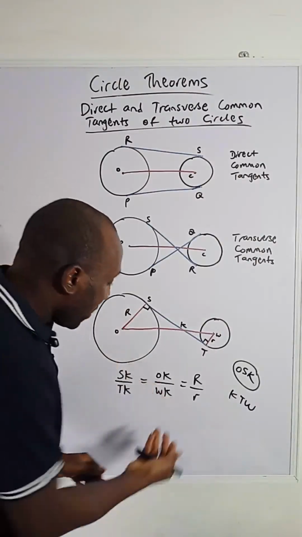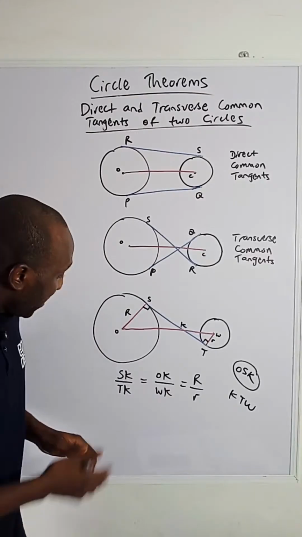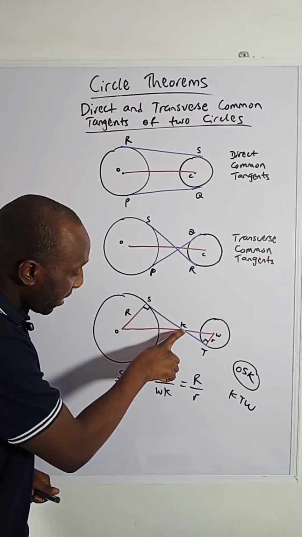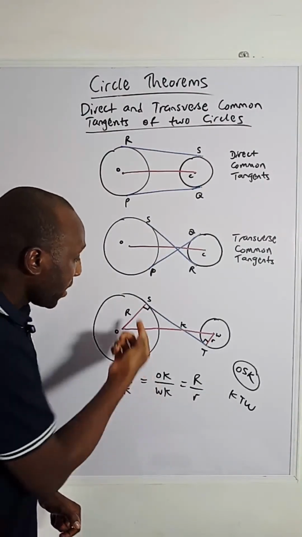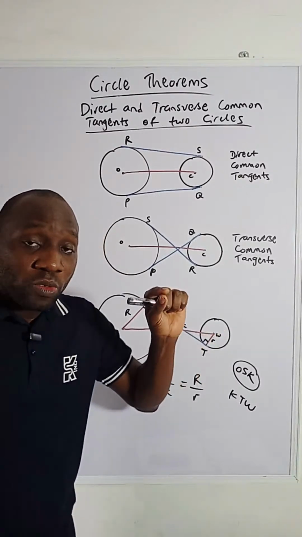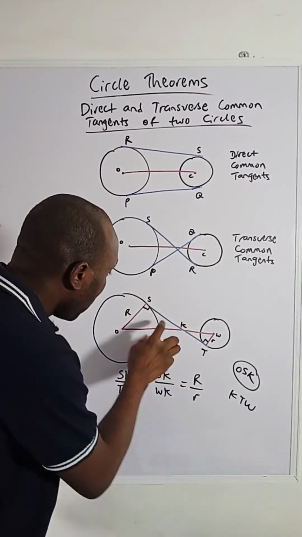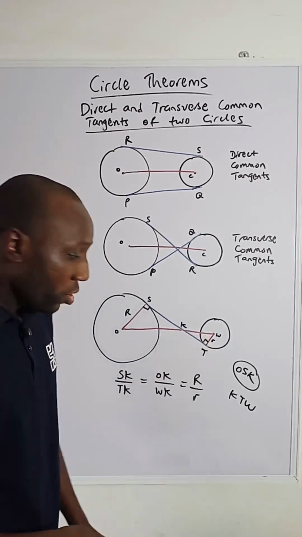I'm trying to explain this relation. What we have here is SK over TK. This K is the point where the two lines intersect. What are the two lines? One line is a tangent. The other is the distance between the two centers of the circle. So this triangle is a right angle triangle. This one too is a right angle triangle.